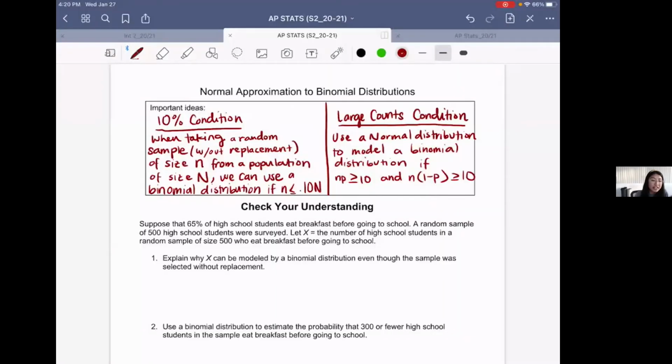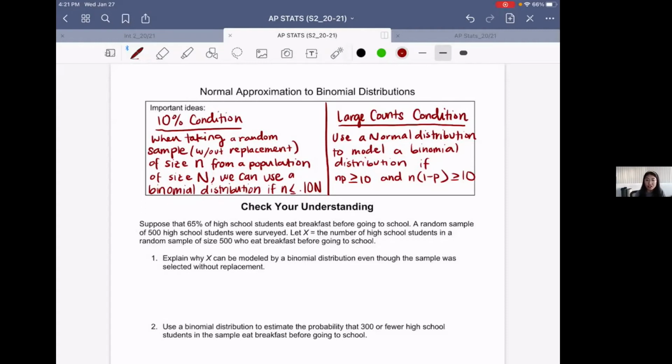All right, so our important ideas is first the 10% condition, which is when taking a random sample, especially without replacement, of size n from a population of size capital N, we can use a binomial distribution if n is less than or equal to 10% of the population. So our population ideally should be small to be able to do our binomial distribution. However, sometimes binomial distributions are not going to be as accurate as a normal distribution. So when you can use a normal distribution, you're better off using the normal distribution, especially if our sample size is really large.